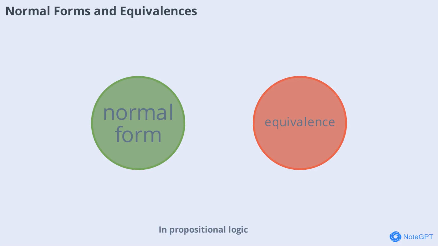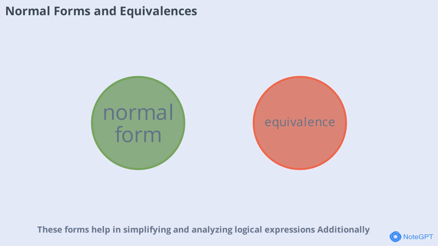In propositional logic, statements can be rewritten in standard formats called normal forms. The disjunctive normal form, DNF, expresses statements as a sum of elementary products, while the conjunctive normal form, CNF, expresses them as a product of elementary sums. These forms help in simplifying and analyzing logical expressions.